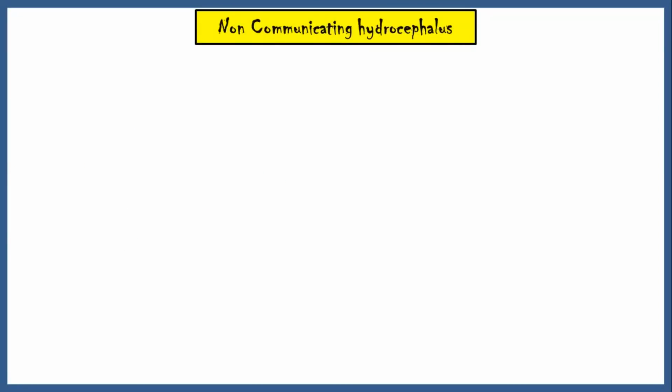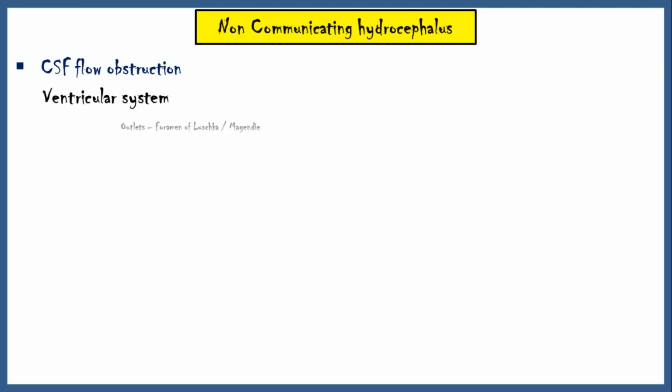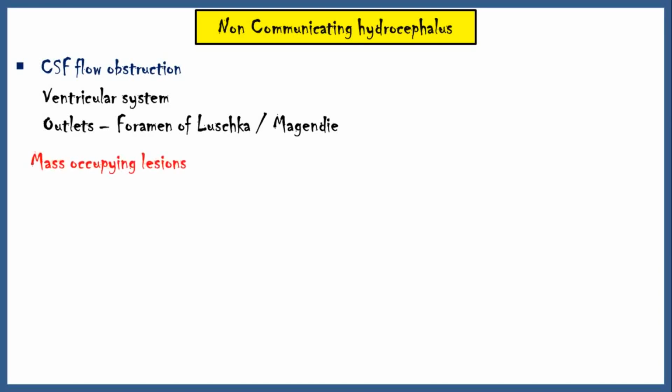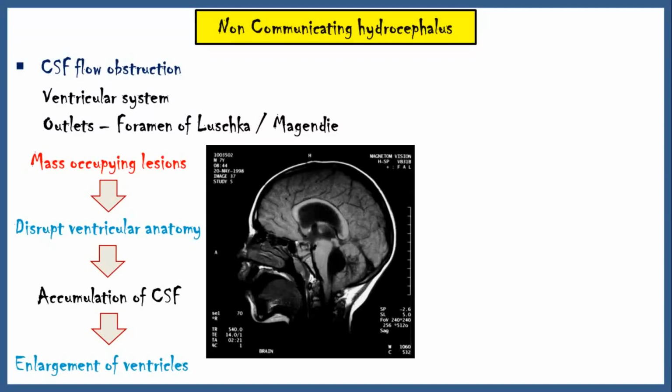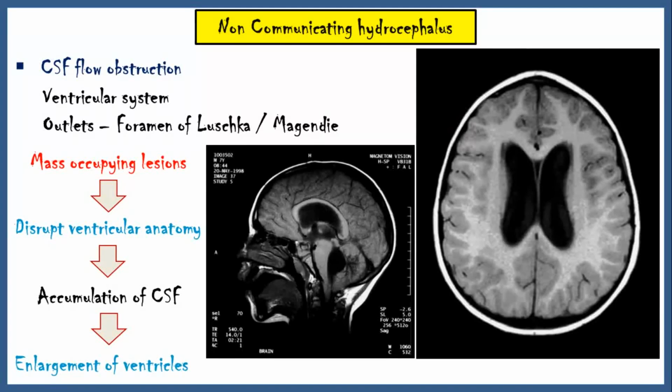Non-communicating hydrocephalus occurs when there is an obstruction to the flow of CSF within the ventricles or its outlets, like foramen of Luschka and Magendie. The major cause of non-communicating hydrocephalus is mass-occupying lesions within the brain, which disrupt the ventricular anatomy. This leads to accumulation of CSF and enlargement of ventricles. These images demonstrate the enlargement of ventricles in non-communicating hydrocephalus.